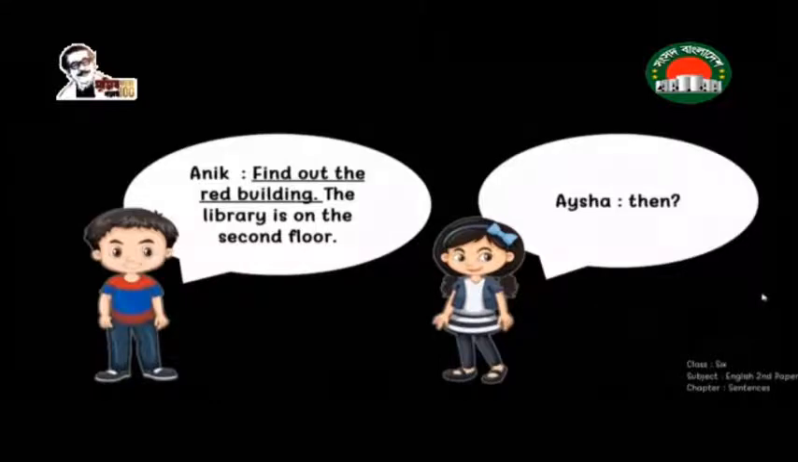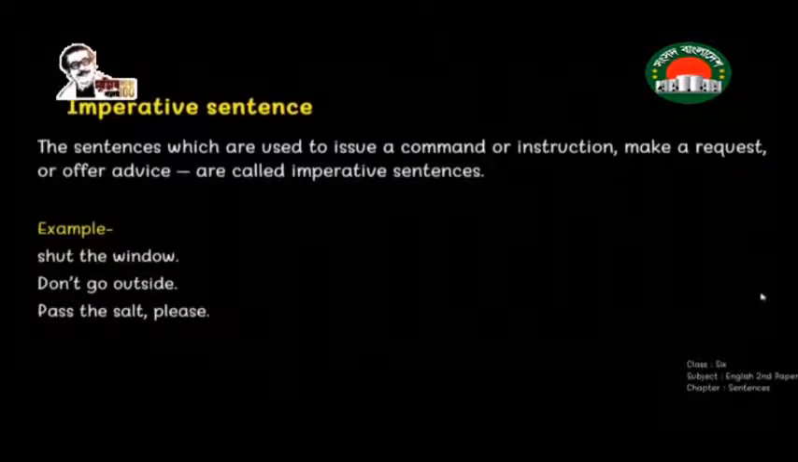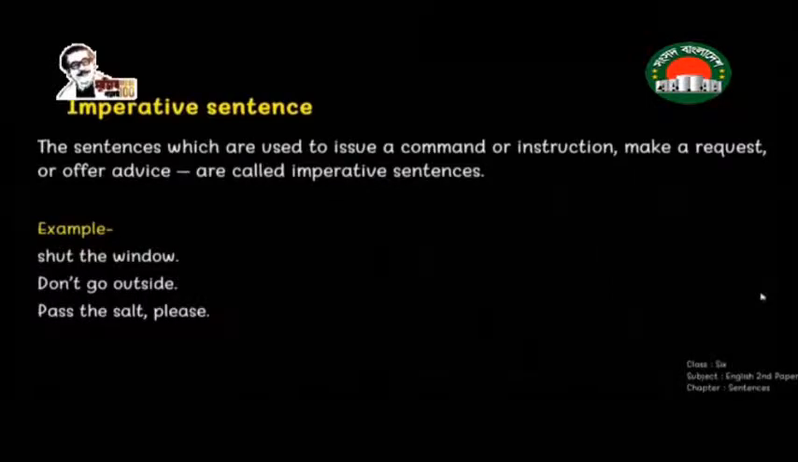If you notice carefully, you will see that by using all these underlined sentences, Onik and Aisha are asking one another to do something. In other words, these sentences are expressing command or instruction or request. These are called imperative sentences. So you can say the sentences which are used to issue a command or instruction, make a request, or offer advice are called imperative sentences. Basically, they tell people what to do. For example, shut the window, don't go outside, pass the salt please.